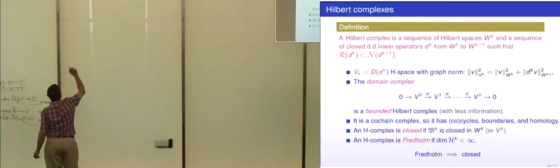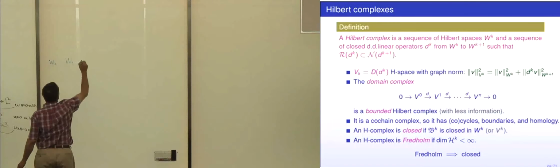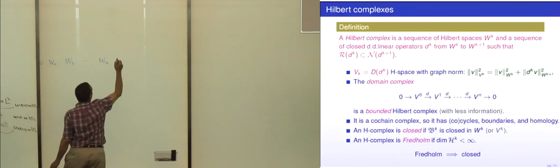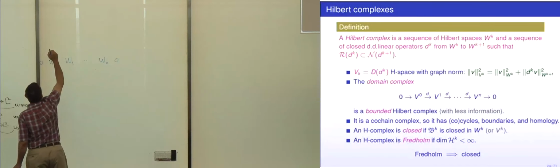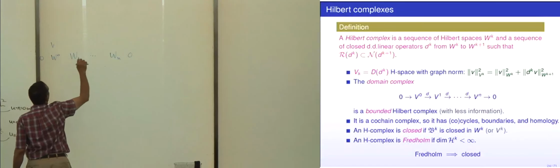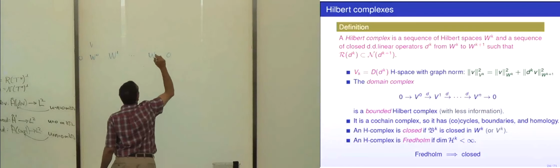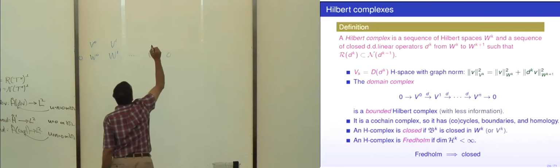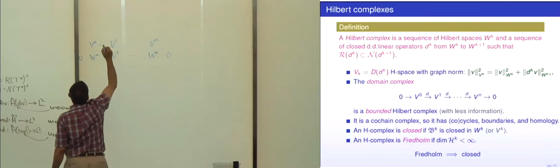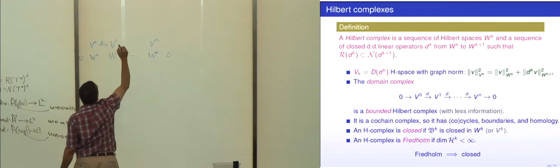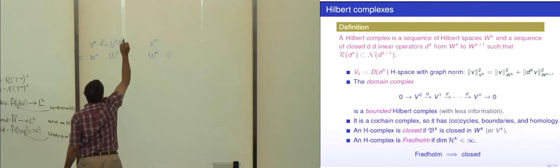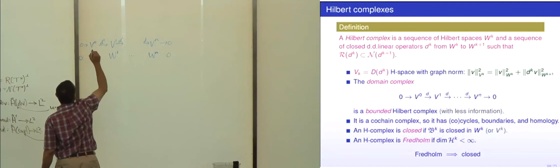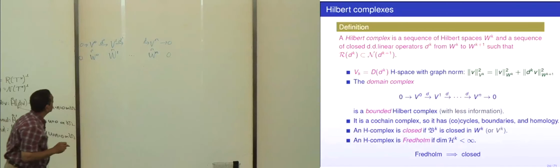So we have these Hilbert spaces, W0, W1, and so forth, and they're actually an infinite sequence, but they're 0 beyond a certain point. And then we have these domains, and since I'm doing a co-chain complex, those are the ones that come up the most, so they're superscripts. So the domain V0 and the domain V1 and the domain Vn, and then we have an operator defined on its domain, D0 and D1, etc. So that's our Hilbert complex.